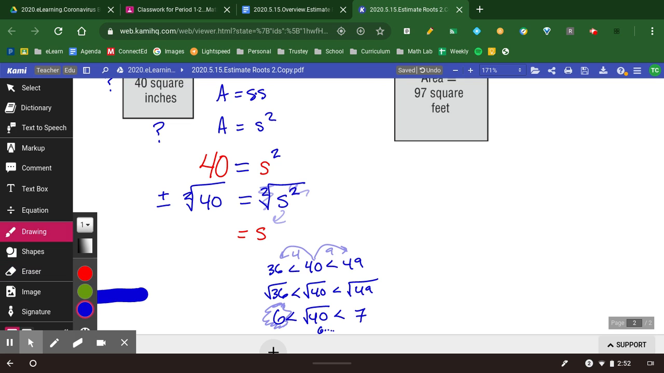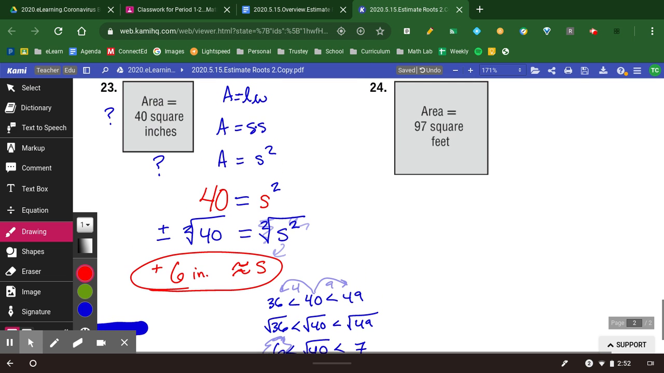And so we will write our answer: each side is about, not exactly, but about equal to 6 inches. Now, wait a second. Can you have negative? No, you cannot have negative inches there. There's no such thing as negative inches in terms of a measurement. So our final answer is that each length is going to be approximately 6 inches.